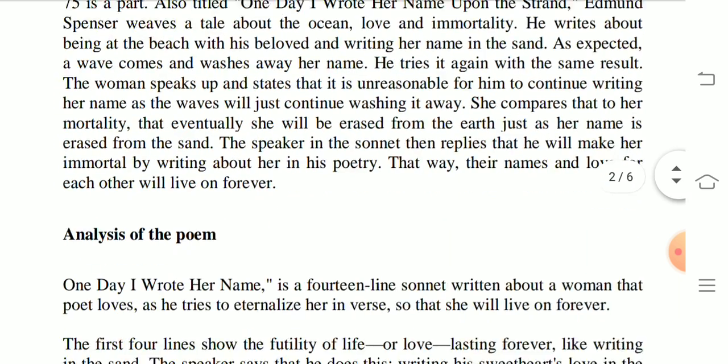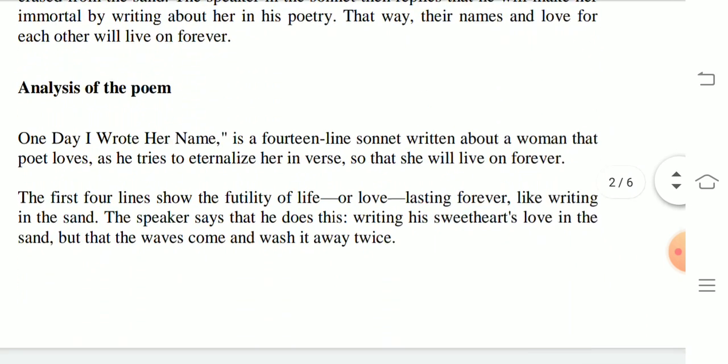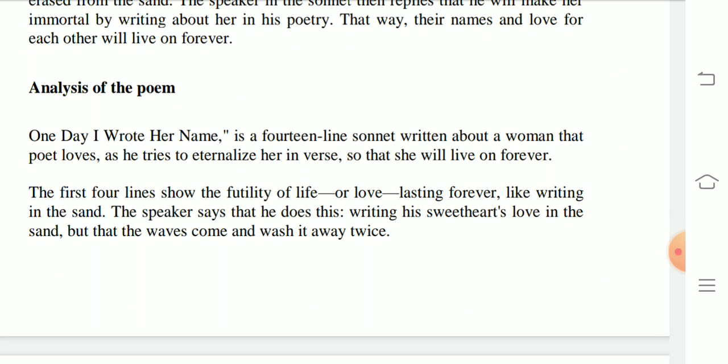Now we come to the analysis of the poem. One Day I Wrote Her Name is a 14-line sonnet, that is, a Spenserian sonnet. What is a Spenserian sonnet? A sonnet with three interlocked quatrains and a couplet, written in iambic pentameter.